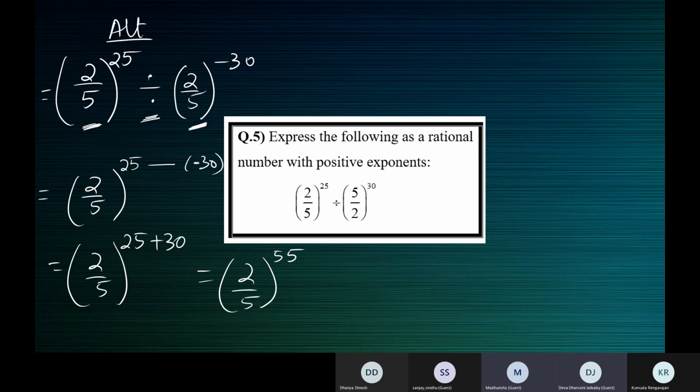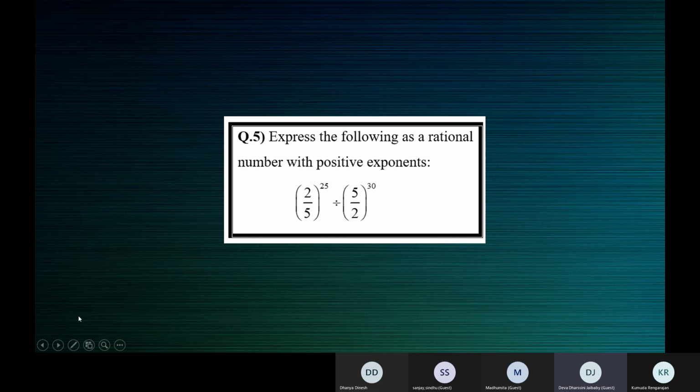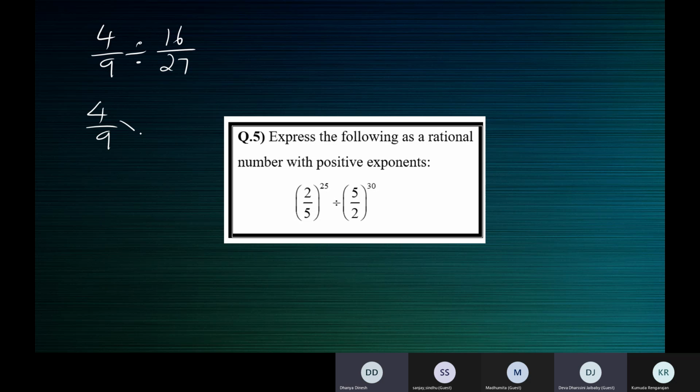Ma'am, we should add 5 to the first power and then subtract it last, ma'am. Okay, let's see if you're trying to say this. So children, the next method is, don't we do this when we have, say, 4 by 9 divided by, say, 16 by 27? How do we solve this? Ma'am, we do like 4 by 9 into 27 by 16. Correct. So division becomes multiplication.